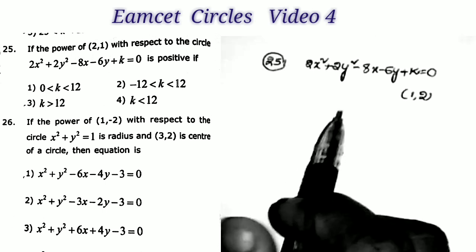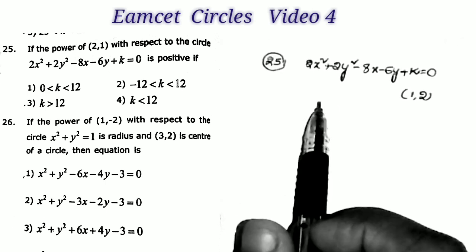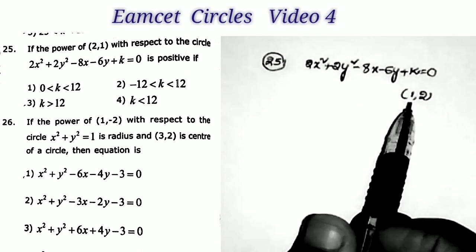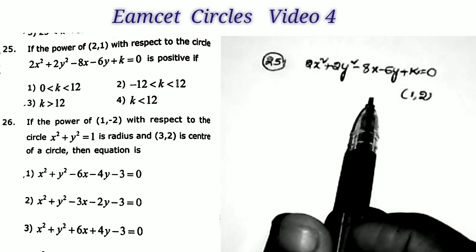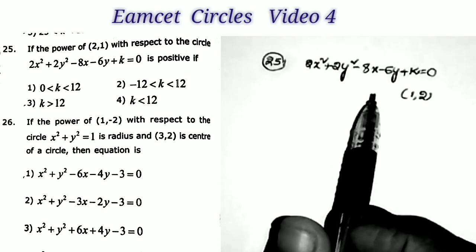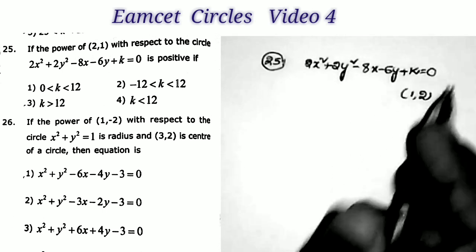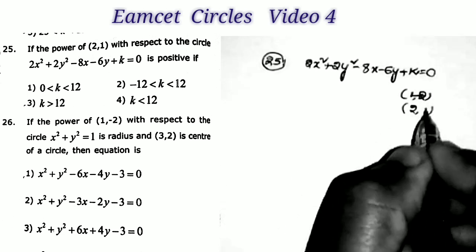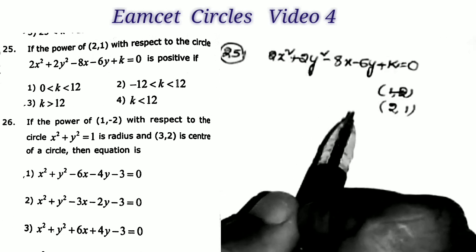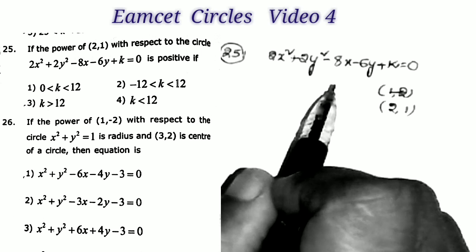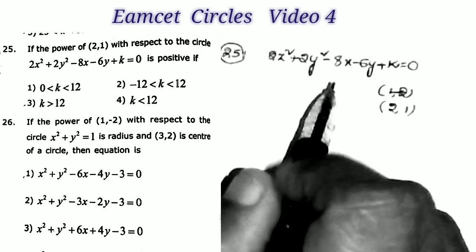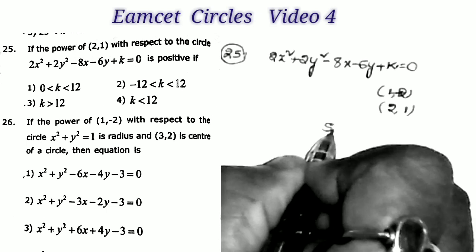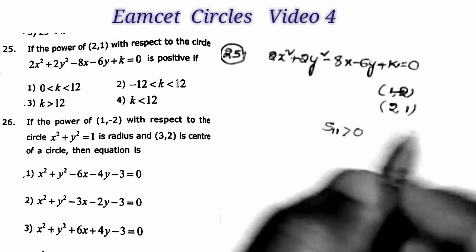The question is the circle 2x square plus 2y square minus 8x minus 6y plus k is equal to 0. One circle is given here. If the power of the point 2, 1 with respect to the circle is positive, then what is the k value? So power greater than 0, power positive, that is given that S11 greater than 0.